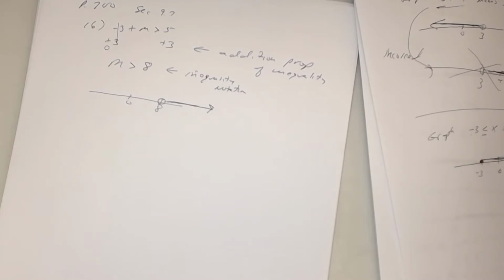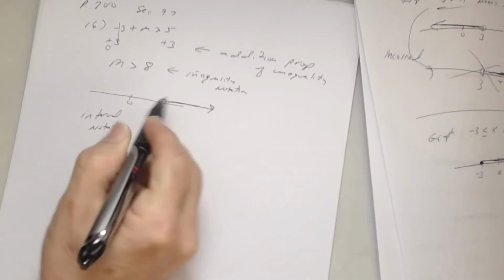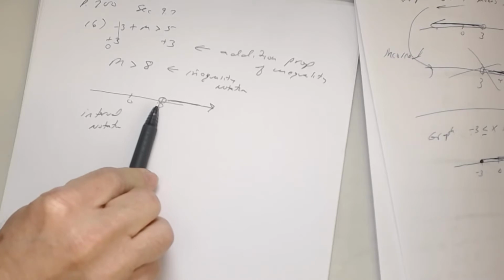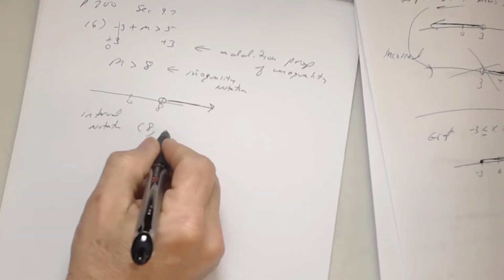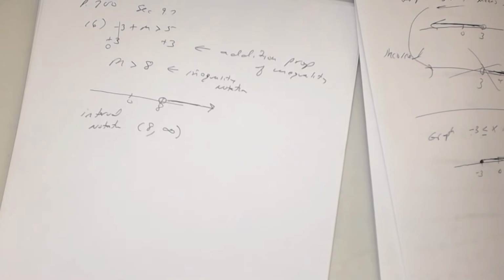So there's your graph. Interval notation is where you have the parentheses and brackets. So when you do interval notation, you read it from left to right. So as you go from left to right, where do I start? 8. But there's an open circle, so I use parentheses. So I go parentheses 8, comma, all the way to infinity with parentheses. So there's your interval notation.